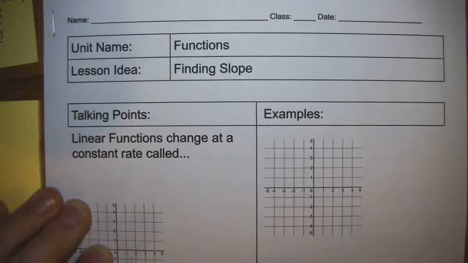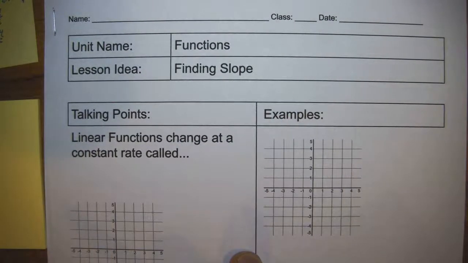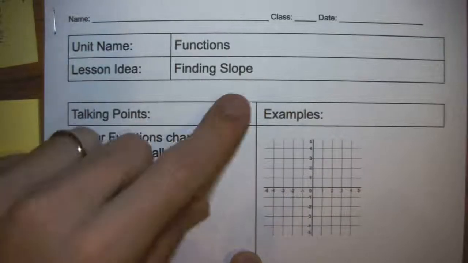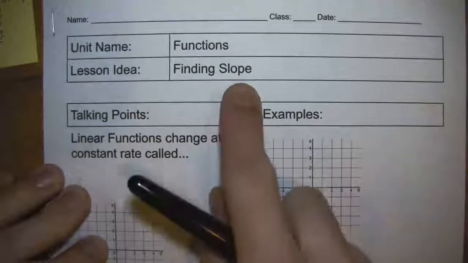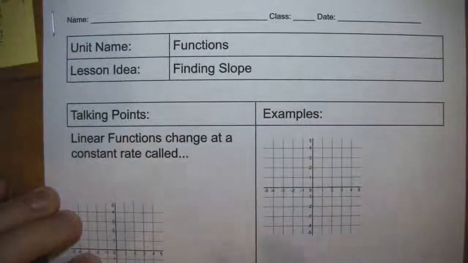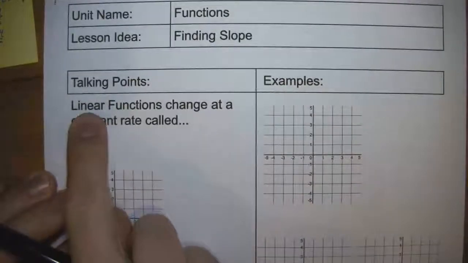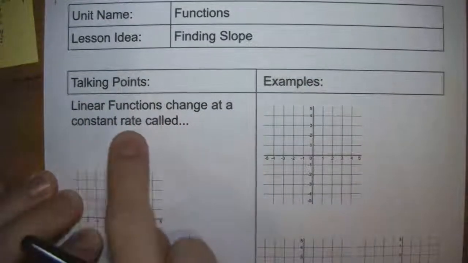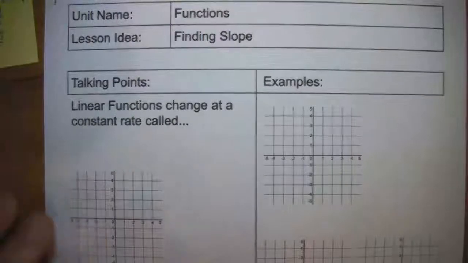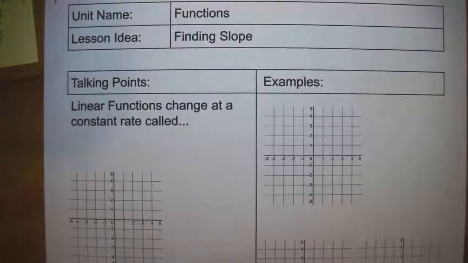All right, guys and gals, we're going to keep talking about functions today. And today we're going to talk about this idea of slope. All right. And before we talk about slope, let's deal with kind of what that is. We said that linear functions change at a constant rate. Remember, we said that a linear function was linear. It formed that nice line.